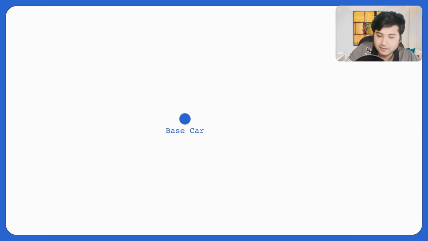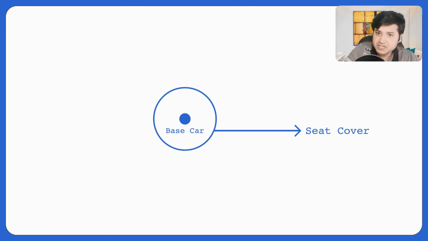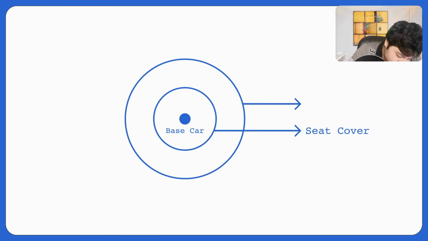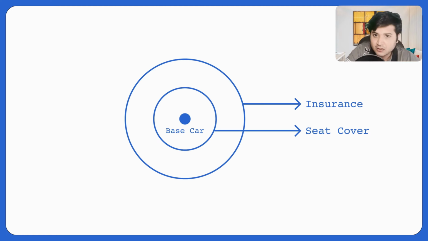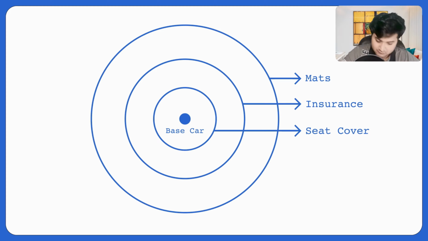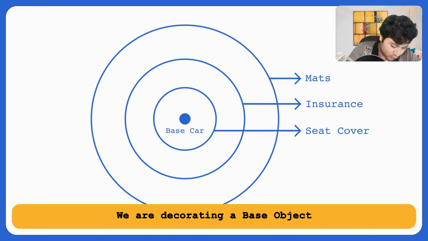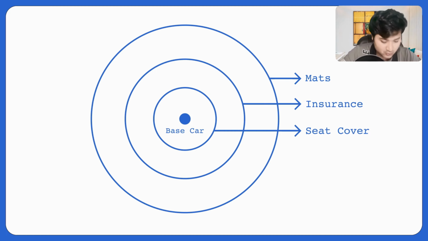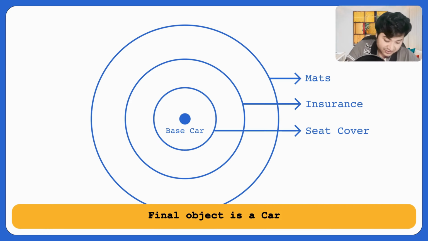If you see, we have a base car, right? Then when we decorate it, or when we add seat covers to it, then also this is a car. Now on top of it, suppose I added insurance also. Then also it is a car. Now if we add mats also, then also it's a car, right? So we are decorating a base object. This is a base. We are decorating it with a few additional features, and the final object is a car again.